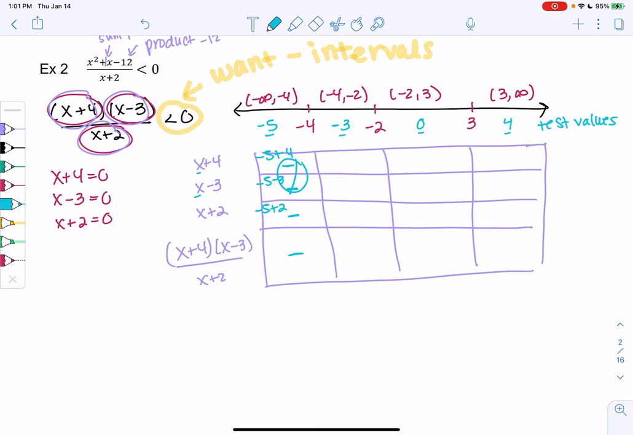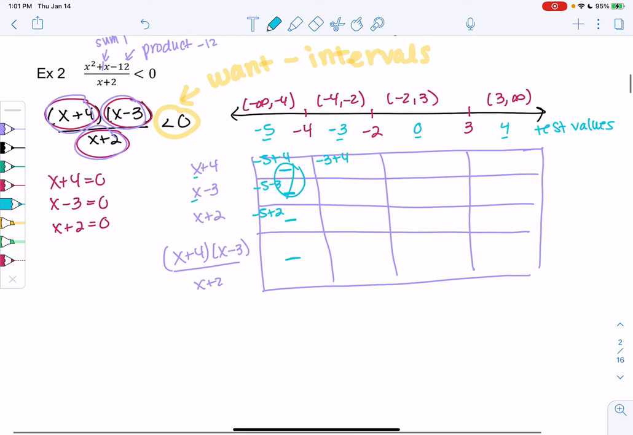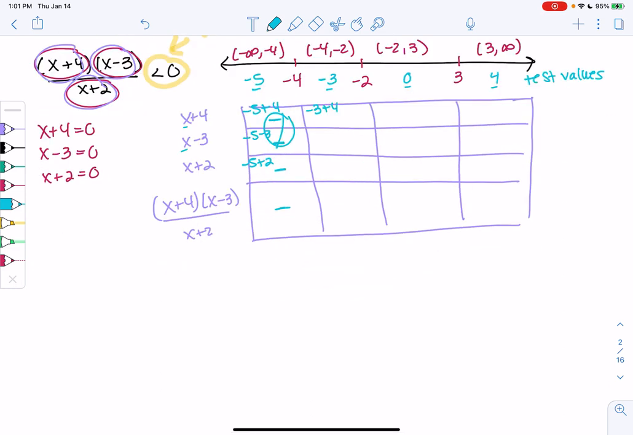Let's keep going. So plug in negative three for x. You can always use a calculator, but we want to get efficient at this, so we want to practice doing it in our head. Even if it's harder in the beginning, in the long run, it'll be a good strategy. You'll do this in calculus as well. So negative 3 plus 4 is positive. Negative 3 minus 3 is negative. It happens to be negative 6, but again, we just care that it's negative. And then negative 3 plus 2 is negative. So these two negatives cancel out, and so this interval is positive.